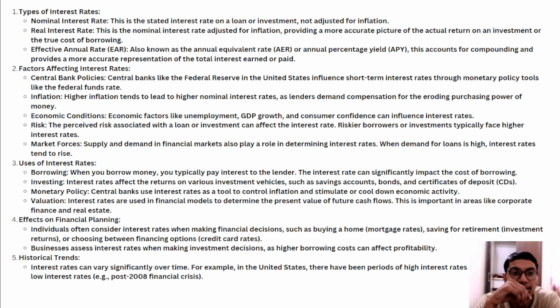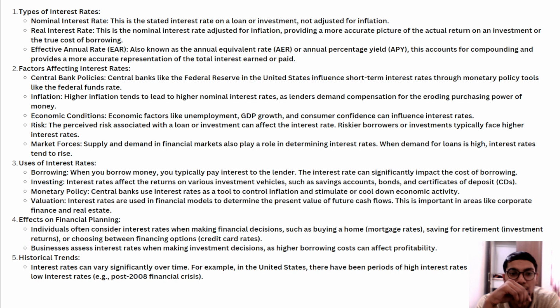Factors affecting interest rate. Central bank policies: central banks like the Federal Reserve in the United States influence short-term interest rates through monetary policy tools like the federal funds rate. Inflation: higher inflation tends to lead to higher nominal interest rates, as lenders demand compensation for the eroding purchasing power of money. Economic conditions: economic factors like unemployment, GDP growth, and consumer confidence can influence interest rates.